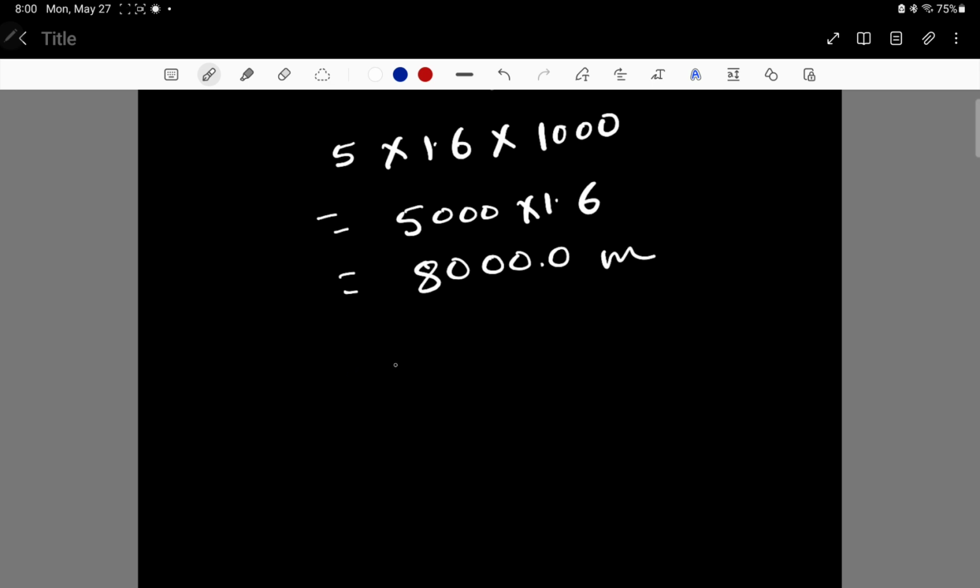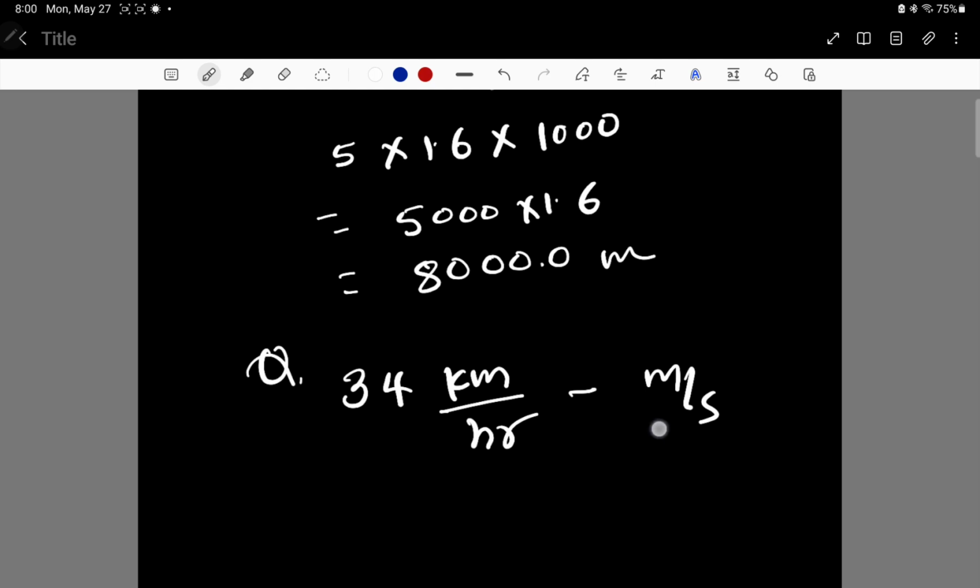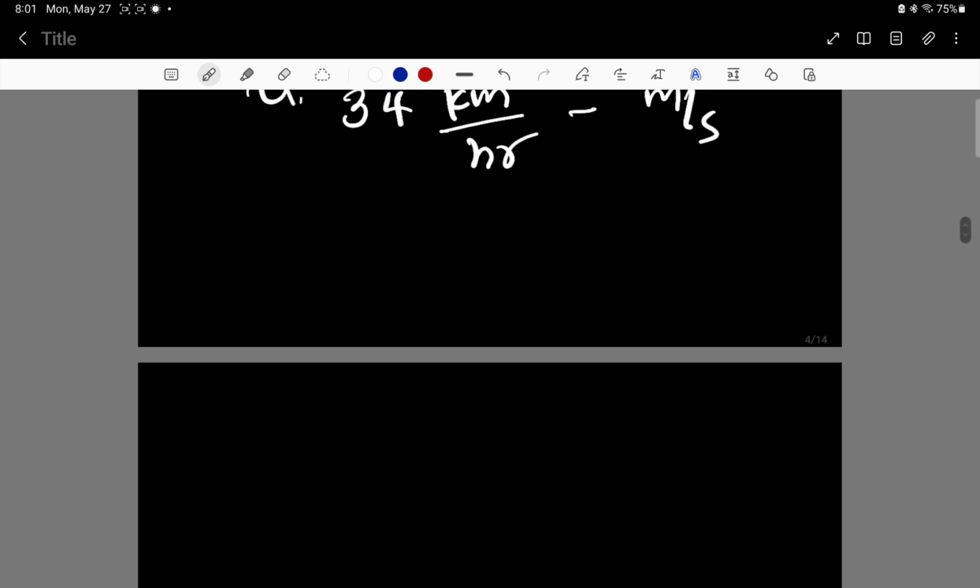Okay, so in this way you can practice separate examples, like converting, let's say, 34 kilometer per hour to meter per second. This is a question for you. You can try yourself. You can try several other problems related to unit conversions, from velocity given in kilometer per hour to meter per second, or acceleration from kilometer per minute squared to meter per second squared, and so on.